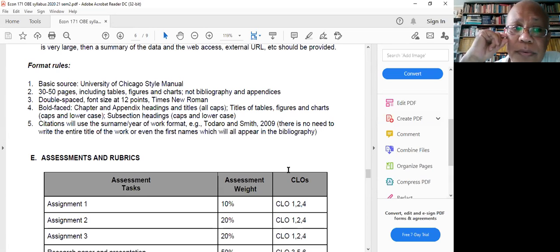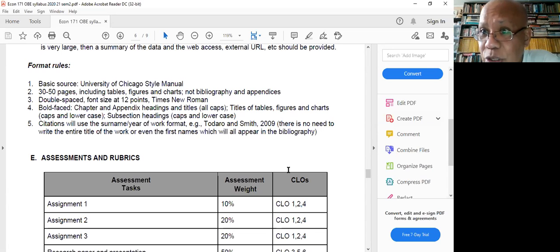And then, for citations, you just use surname, year. So, Todaro and Smith, 2009. Okay, kasi pag sinabi mong you got it from Todaro and Smith 2009, all I need to do is look at your bibliography and check Todaro, Michael, Stephen Smith, 2009. What's the title of that book? Nandun yun sa bibliography. So you don't need to make mention of that in the body.